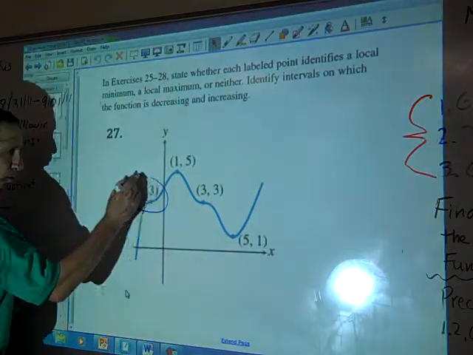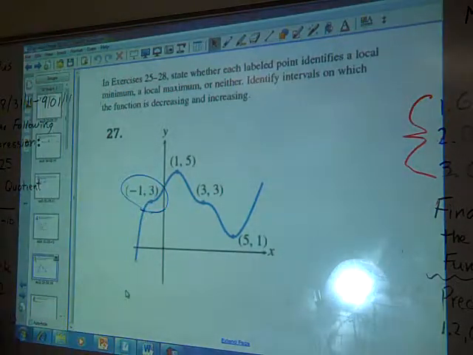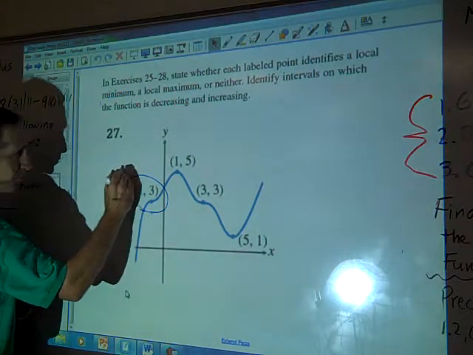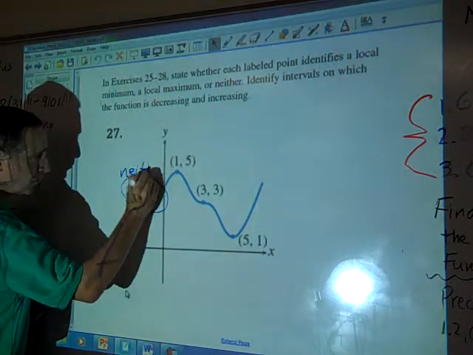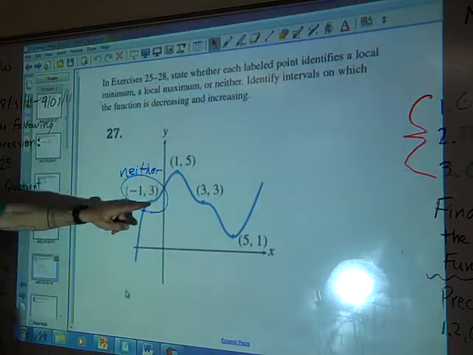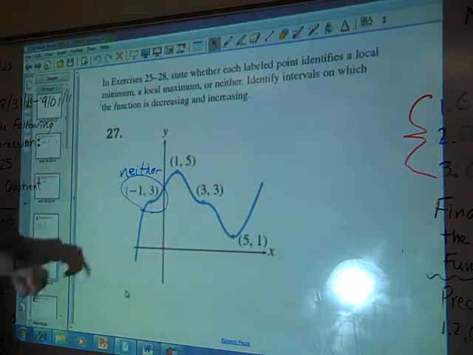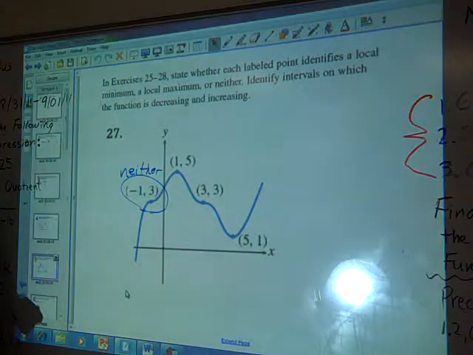Is this a local minimum, local maximum, or neither? Neither. Why? Because it goes straight and then it goes up. Yeah, it really doesn't go down, so you can't tell. Okay, so that one, that's 1.